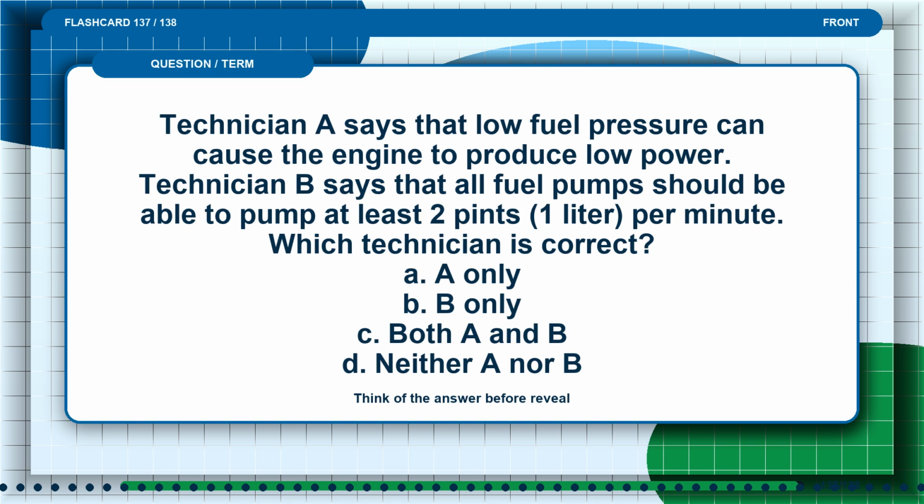Flashcard 137. Technician A says that low fuel pressure can cause the engine to produce low power. Technician B says that all fuel pumps should be able to pump at least 2 pints, 1 liter, per minute. Which technician is correct? A only, B only, C both A and B, D neither A nor B. Pause and think of the answer before the reveal.